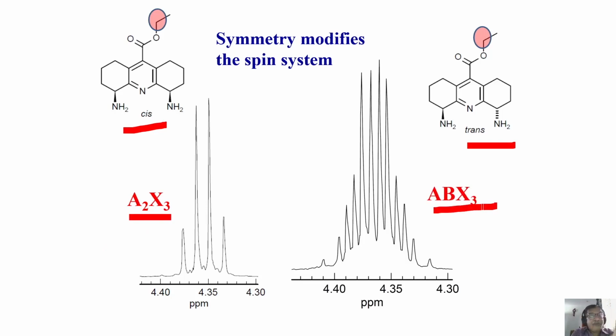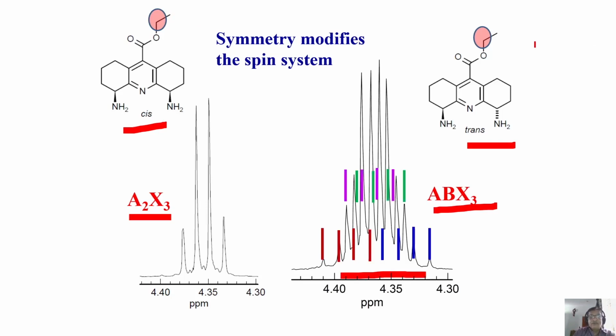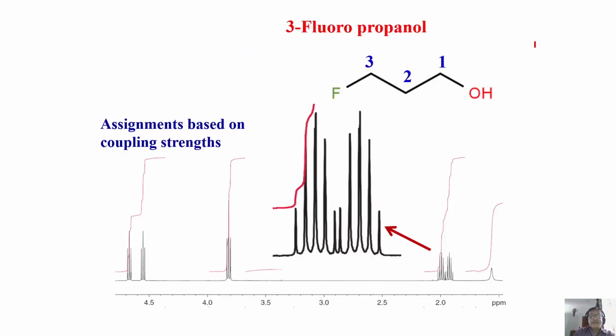So the conformation of the molecule, looking at the spectrum, you can also say whether it is equivalent or non-equivalent, whether cis or trans. Okay, in the ABX3 case, this AB pattern, you are going to get 4 quartets. Very easily you can see that. I give you another simple example in a molecule like this, a 3-fluoropropanol.